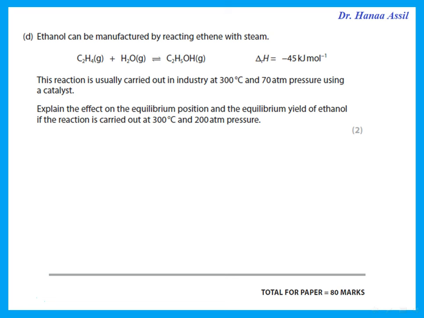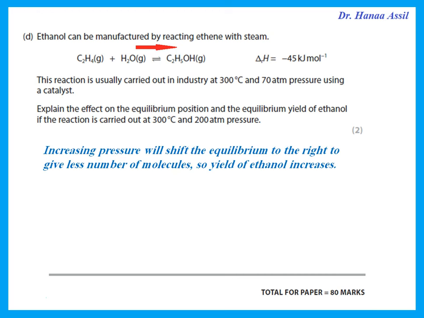Now, if we're talking about temperature, we look at which side is exo and which side is endo. And remember that increasing temperature will cause it to go to the side that is endo. But here, what are we doing? We're increasing pressure. Now, when we increase pressure, it goes to the side with what? It goes to the side with less number of moles. So in this case, when I increase the pressure, it will go forward to give less number of moles. And that means it will give me more ethanol. So the yield of ethanol would increase.